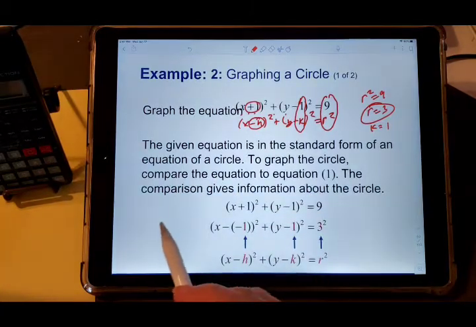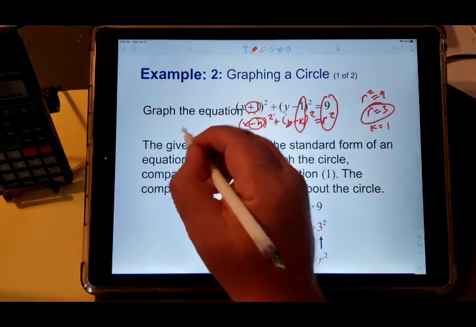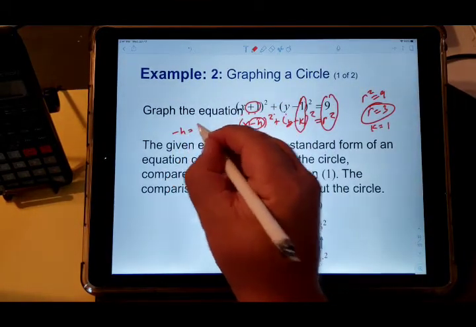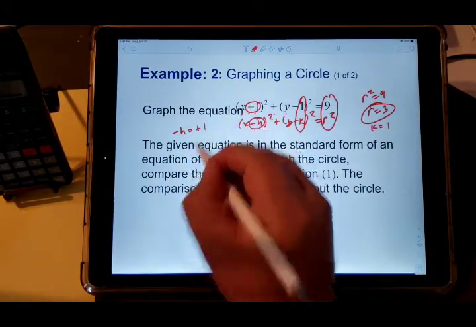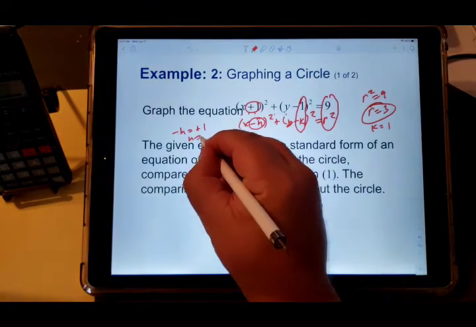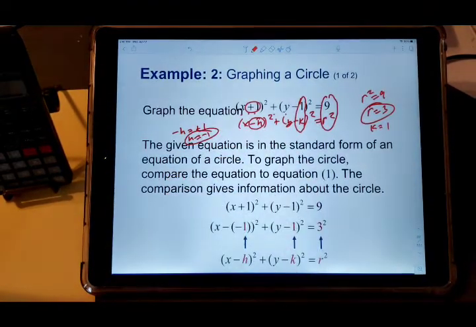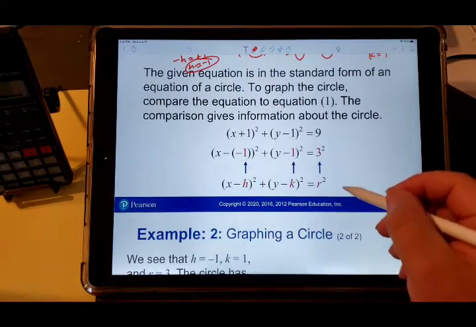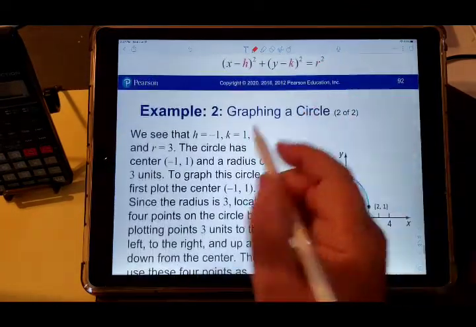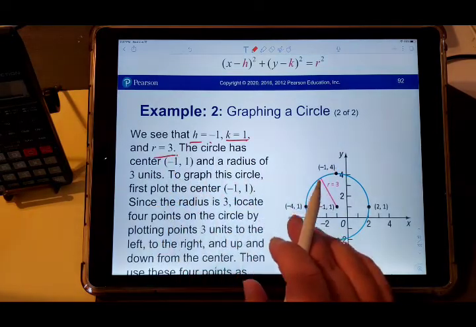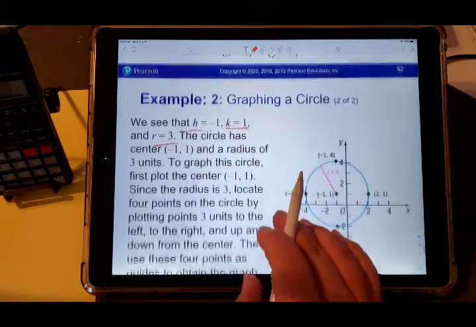Remember, the formula had a minus in it. So what that literally tells us is that if we cancel everything that's identical, what we're left with is minus h lines up with plus 1, which I don't want to know what minus h is. I want to know what h is. H is minus 1. So the author's going to get there, right? H is minus 1, K is 1, R is 3. That means I'm ready to graph this.